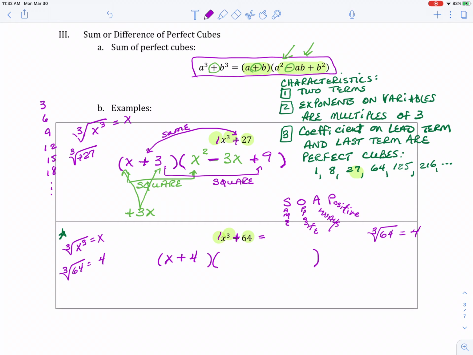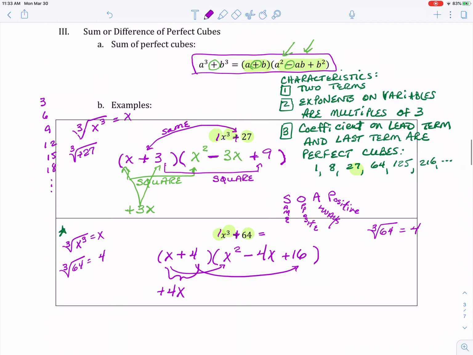All right, so to get to the trinomial, you take this term x and you square it. To get the middle term, you multiply these two together to get positive 4x and use the opposite sign in here. And then you square, always positive, to get the last term out there. So there's our answer for factoring the sum of two cubes.